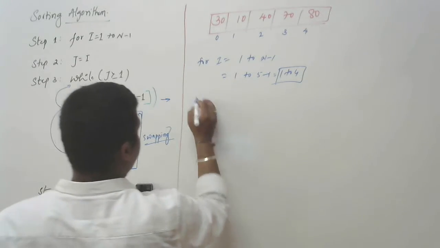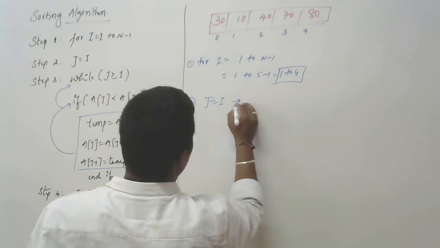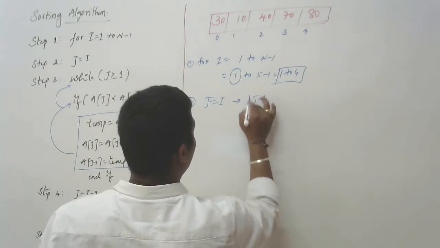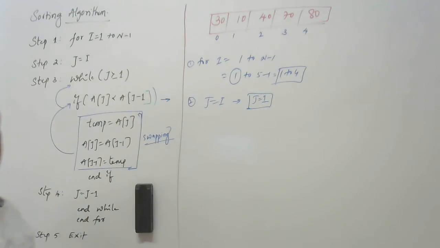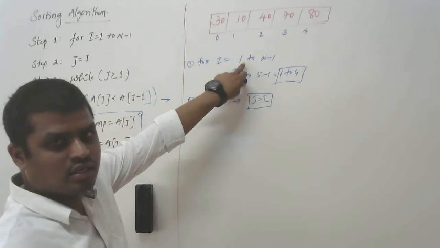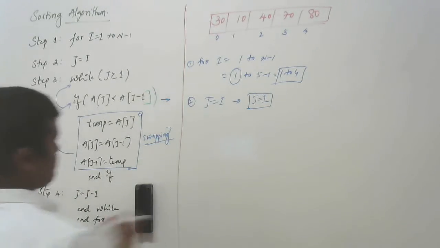Fine. Then second step. This is first. Second, you have mentioned j equals i. So the first value of i is 1, so the j value is also 1. Here j equals i. The first value of i is 1. The same value will be assigned to the j. Next step.